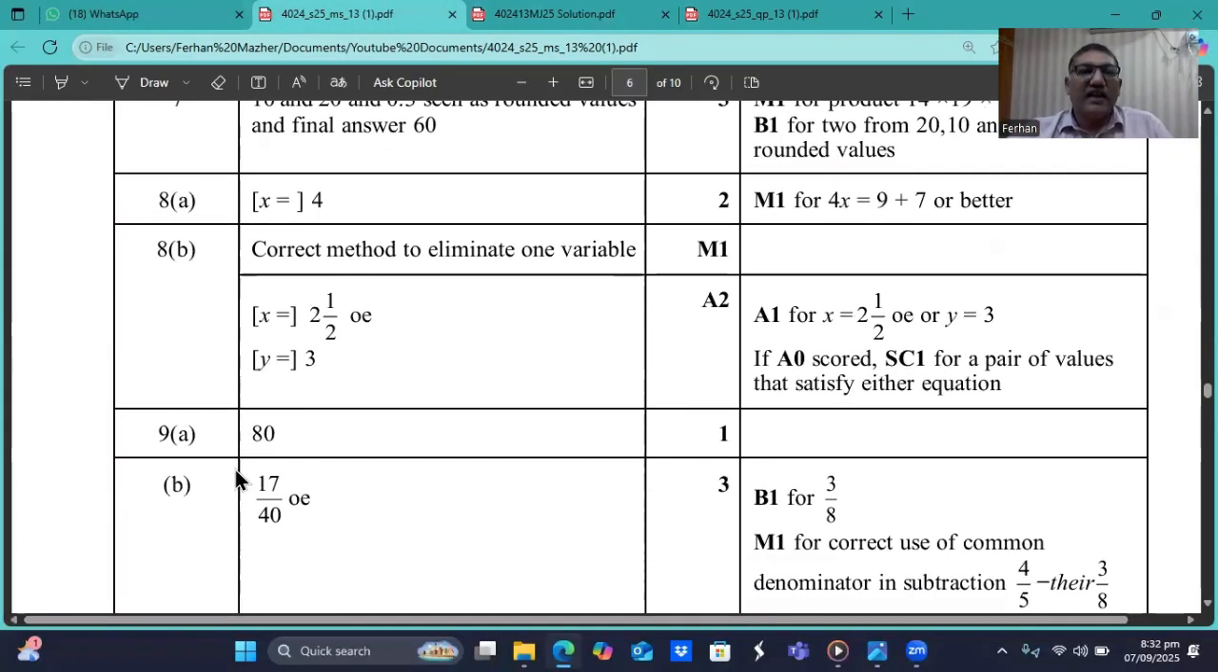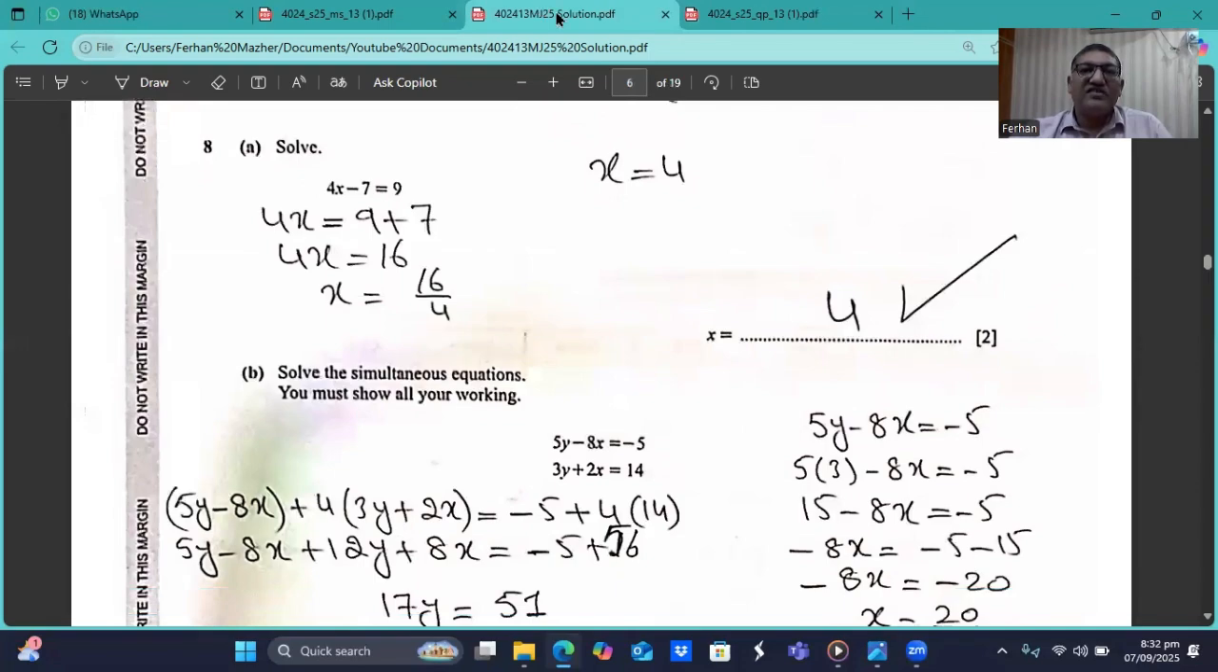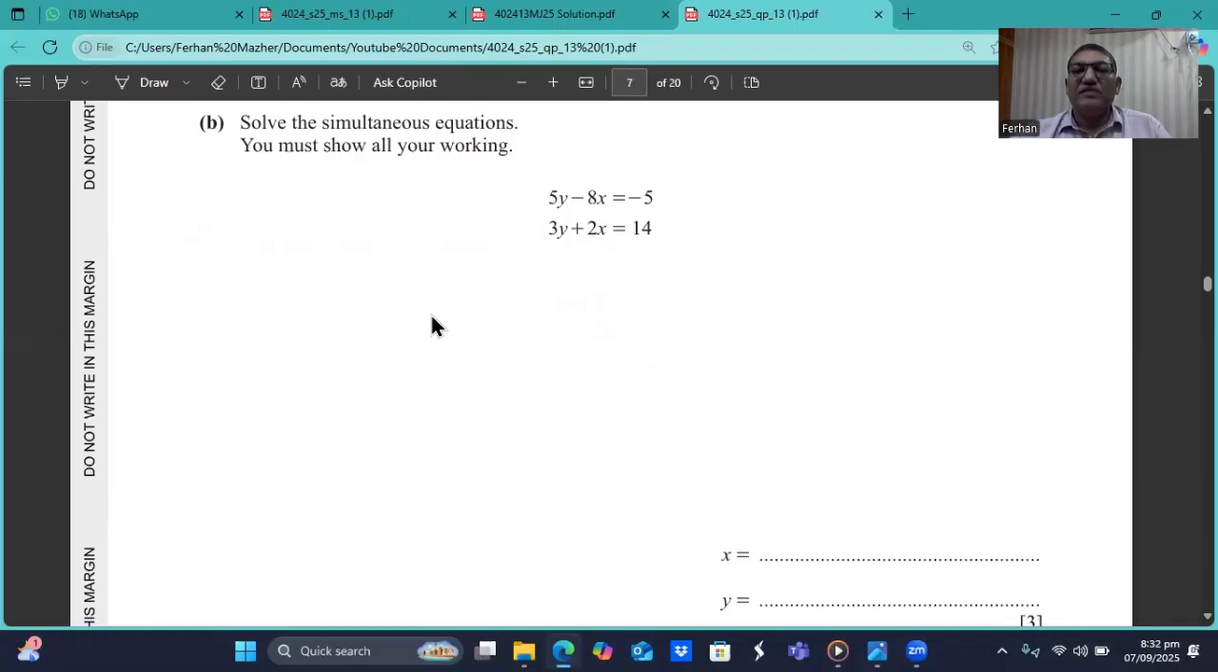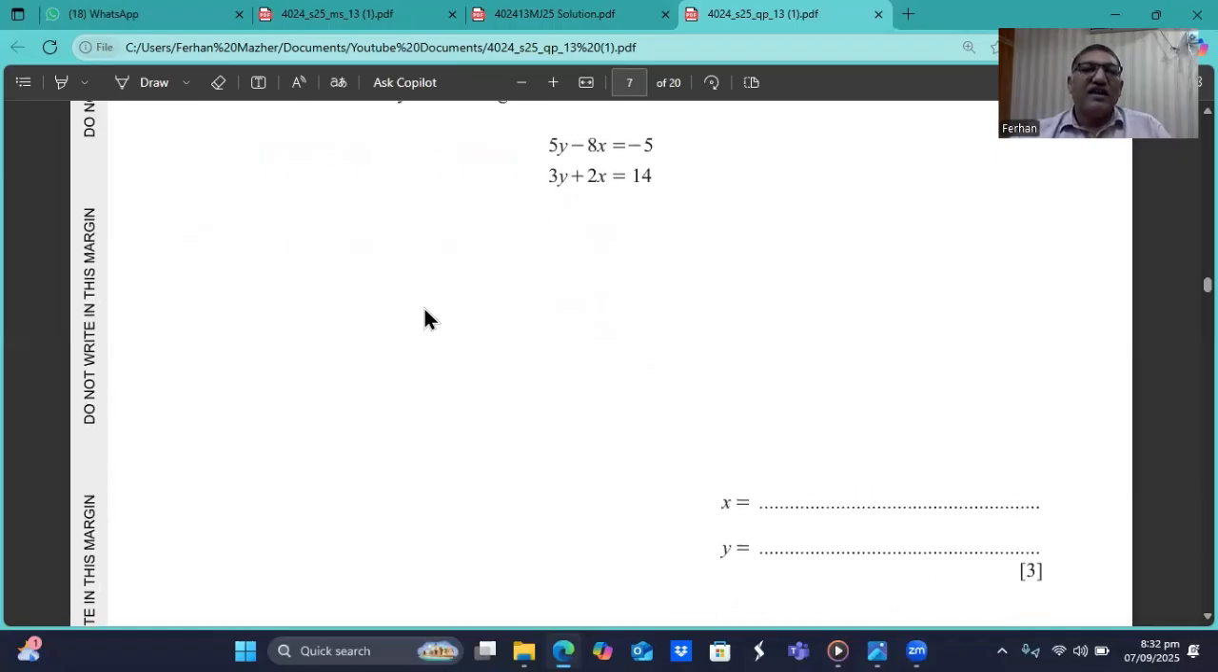This is question number 8, part A. Our answer is right. This is how this is done. Okay, next question is question number 8, part B. It's a 3 marks question.